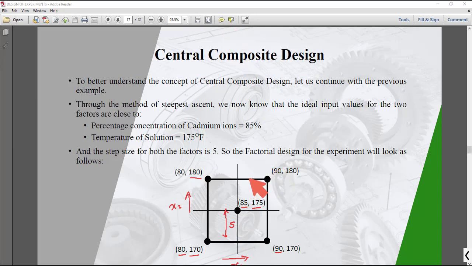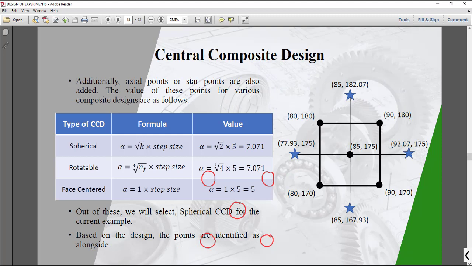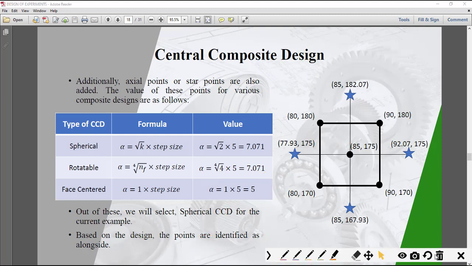So how will we perform central composite design? This is just a factorial experiment plus a central experimental run, right? Here we have done 4 factorial experimental runs and 1 central experimental run. Now with this, if we want to do a central composite design, we also have to do star runs or axial runs, right? That is why I have marked them as star.